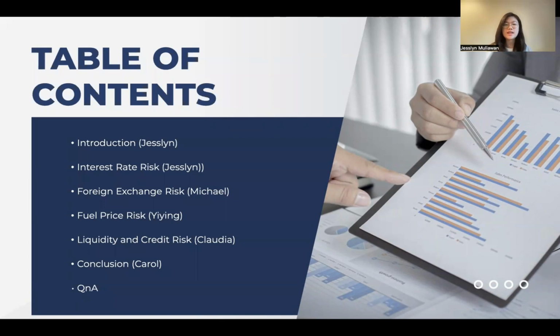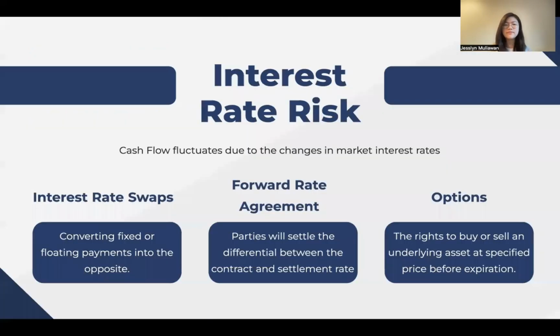Our findings suggest that while derivatives hedgings reduce the company's common risk exposures during COVID, the unexpected impact from COVID has also incurred losses to the company due to an overhedged position in forecasted cash flows. I'll be talking about interest rate risk, followed by Yuezhang on foreign exchange risk, Yi Ying on fuel price risk, Claudia on liquidity and credit risk, and Carol will provide a conclusion to our findings, followed with a Q&A discussion from the whole team to end the presentation.